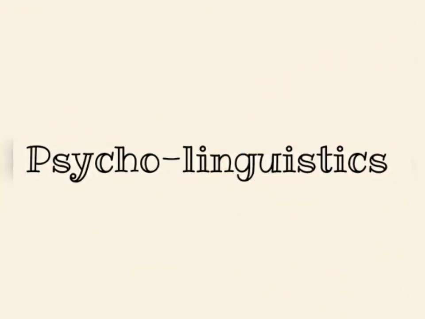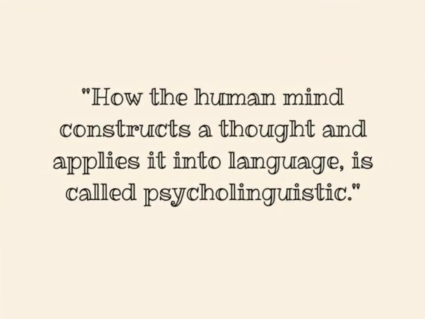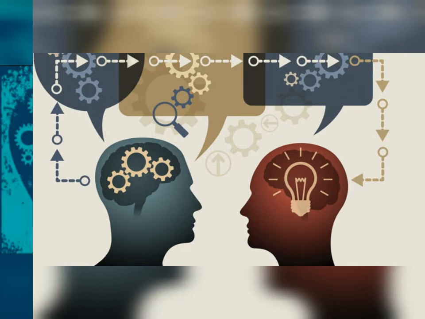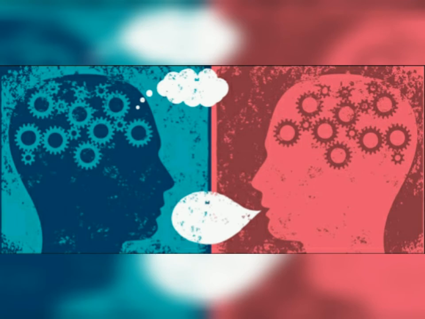Psycholinguistics can be defined as how the human mind constructs a thought and applies it into language. Psycholinguistics deals mainly with language understanding, production, and acquisition. It is a part of cognitive science that comprises psychology, linguistics, anthropology, neuroscience, and computer science.